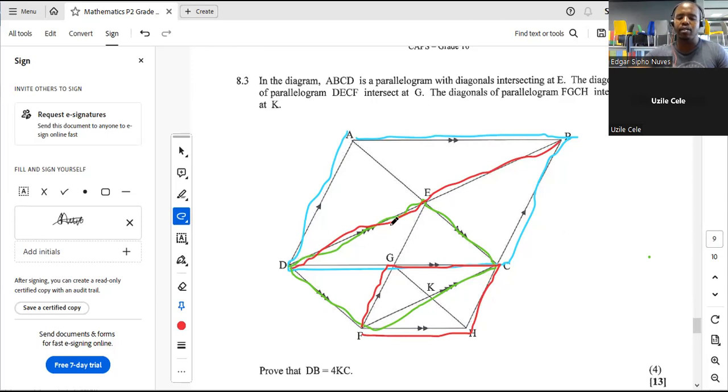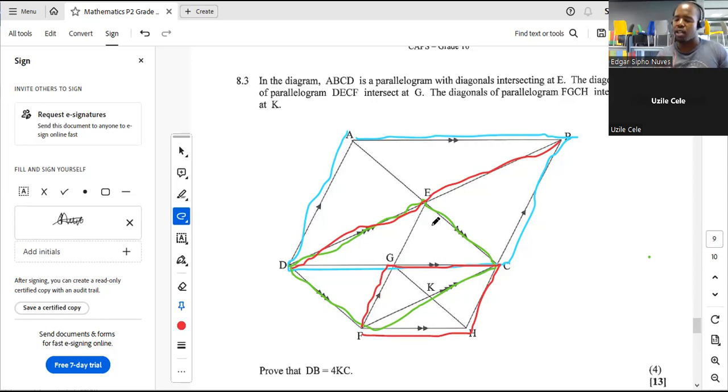So now, if you look at DB, what can you tell me about DB? DB is this. Can you analyze it and tell me something that you see about it? DB is parallel to FC. Okay, that's one. Tell me another thing. DB is a diagonal in parallelogram ABCD. Correct. So far you're on the right track.